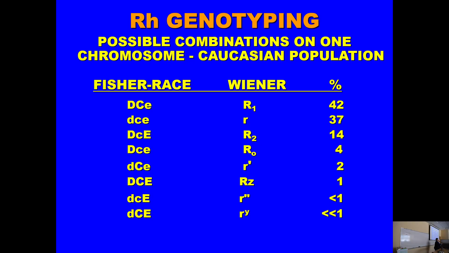Does little d automatically mean Rh negative? Because there's no D on the one chromosome. Oh, okay. So what happens in this is you could have these two chromosomes together. And if you have these two together, they're going to look Rh positive because one of the chromosomes has a D and one doesn't.